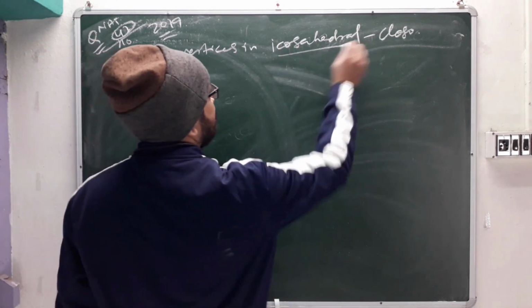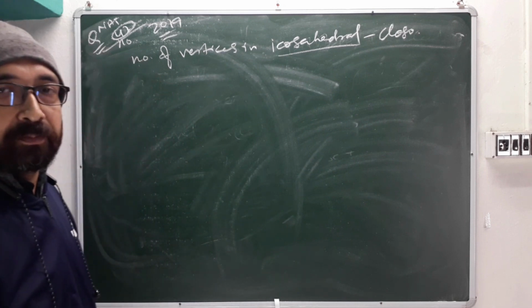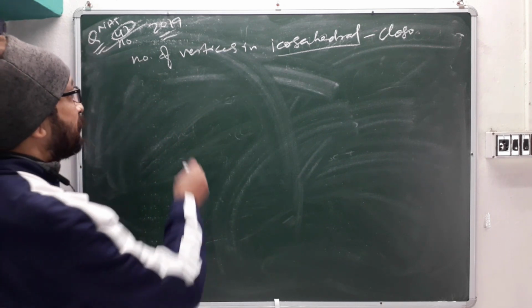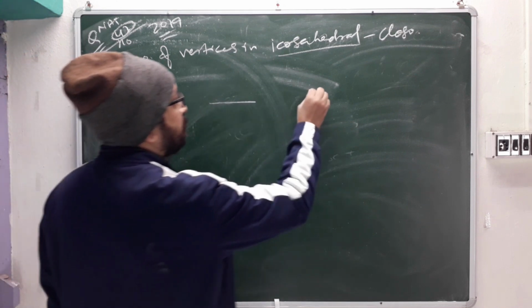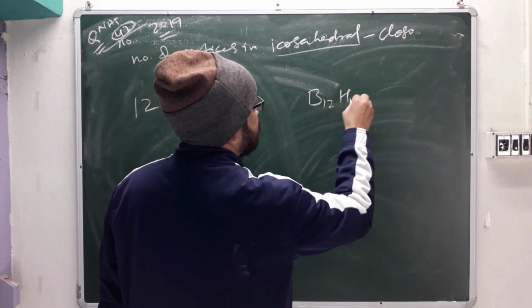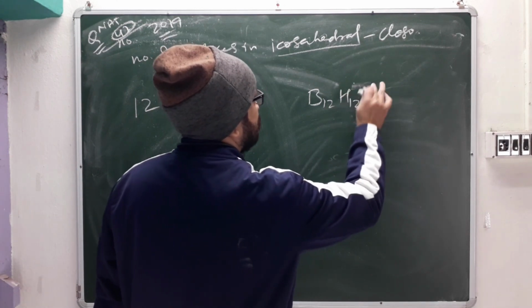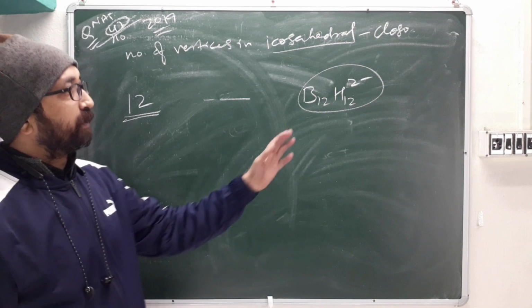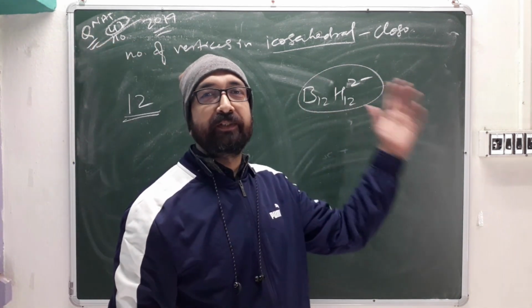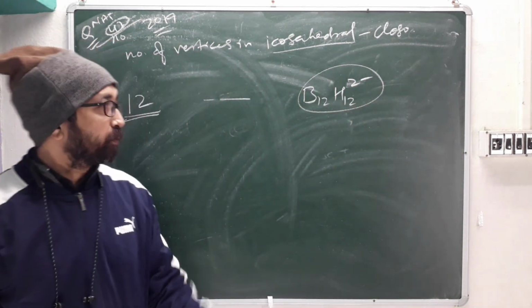So icosahedral means that the number of vertices should be 12, right? We know that already, we have written the 12. Geometry will be icosahedral. Example will be B12H12 2 minus. So this is icosahedral. Likewise you have to solve all the questions, whatever is there.